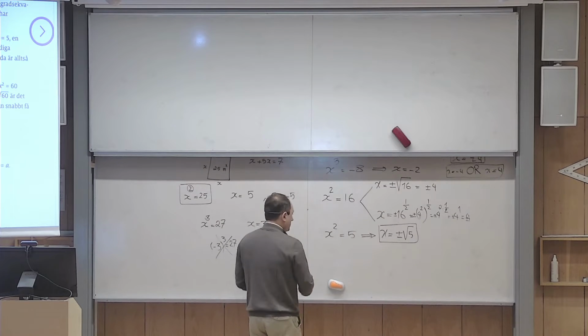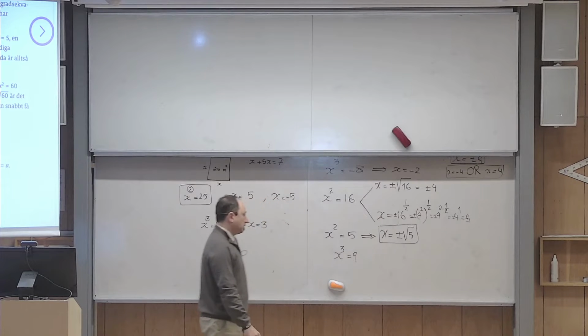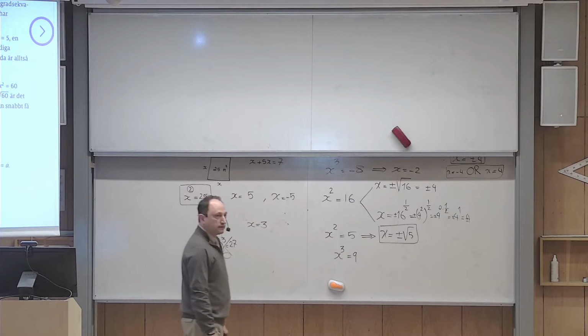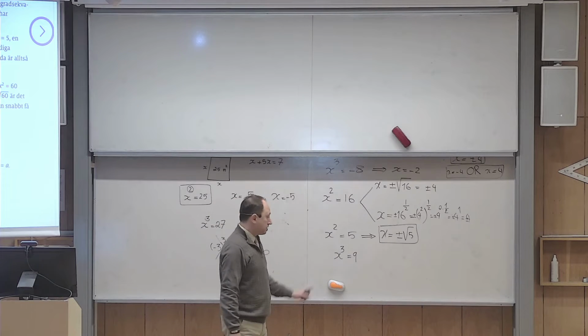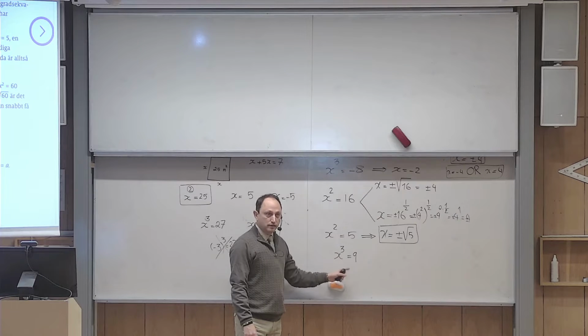If I give you x to the power of 3 is equal to 9, then what's the answer? No, 3 is not the answer, because 3 to power 3 is 27, not 9.